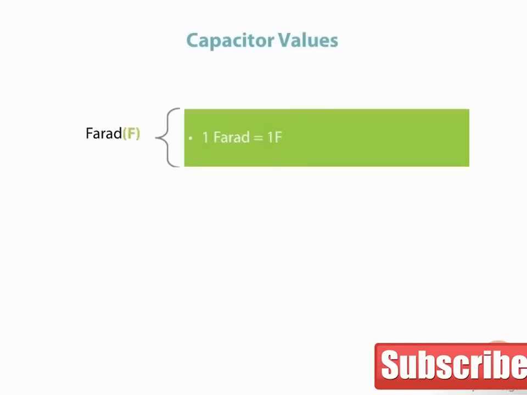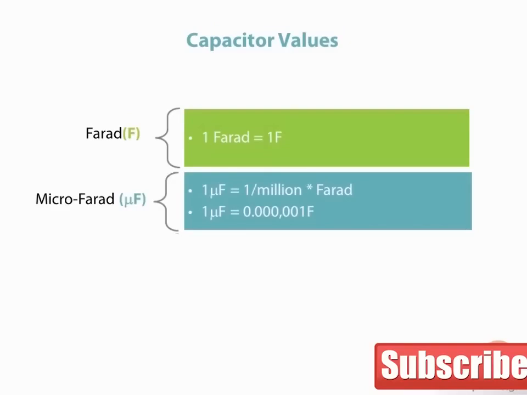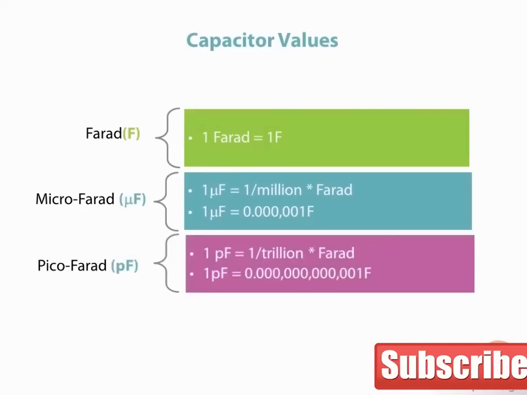We already know that the unit of measurement for capacitance is the farad, but most capacitors are an order of magnitude smaller than a farad. A microfarad is 1/1,000,000th of a farad. It has the prefix of the Greek letter mu. A picofarad is 1/1,000,000th of a farad. It has the prefix of the lowercase p.